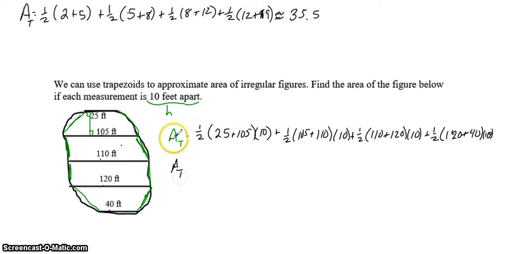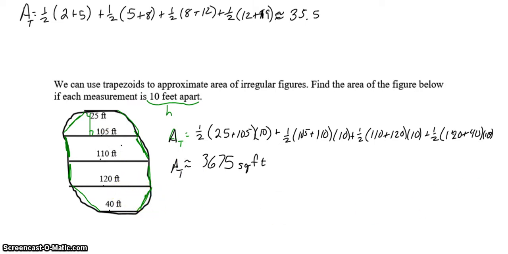So the trapezoidal approximation, so the surface area of that lake is about 3,675 square feet. If we knew other things, we could do other things with this. So that's how we do. That's one of the options.